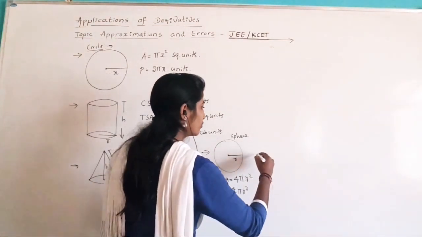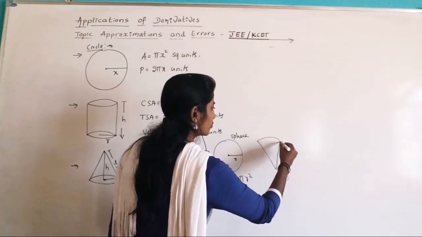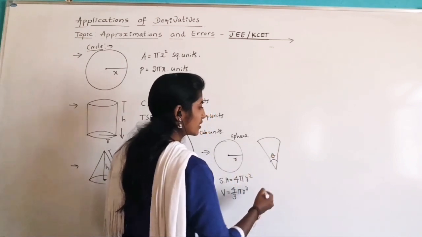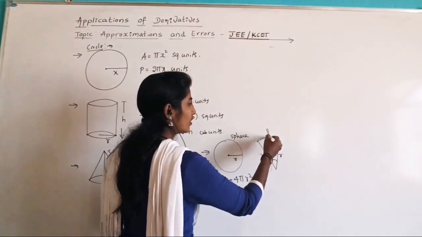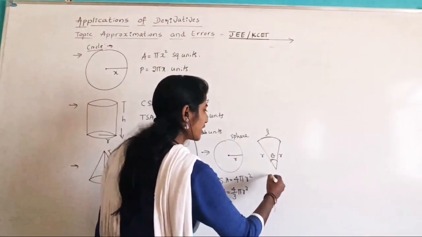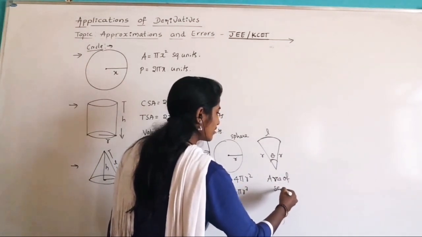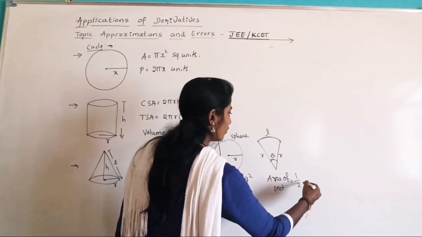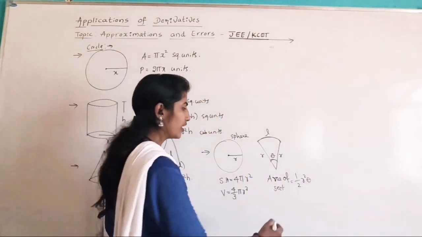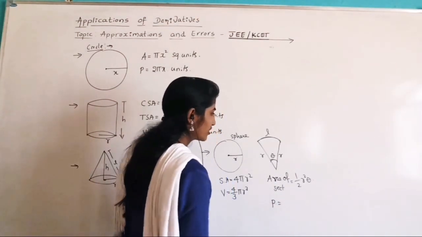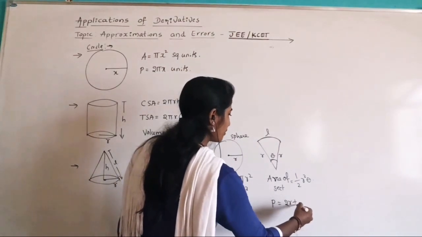If you take a sector, it has an angle theta and the radius r, and l is the length of the arc. Then the area of the sector is given by half of r square theta. And its perimeter is given by what? 2r plus l.